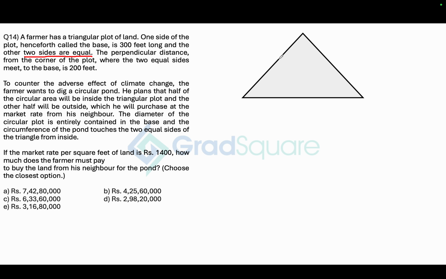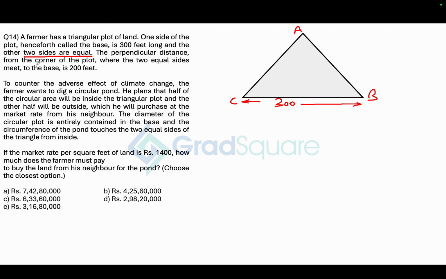So let's look at this as a triangle. This turns out to be your base, which is 300 feet long, and the other two sides are equal sides. So let me name this triangle ABC. This is A, this is the point B, this is the point C, and you will realize that AB is equal to AC.